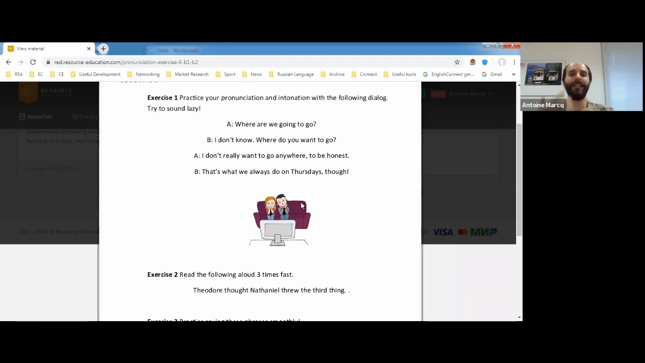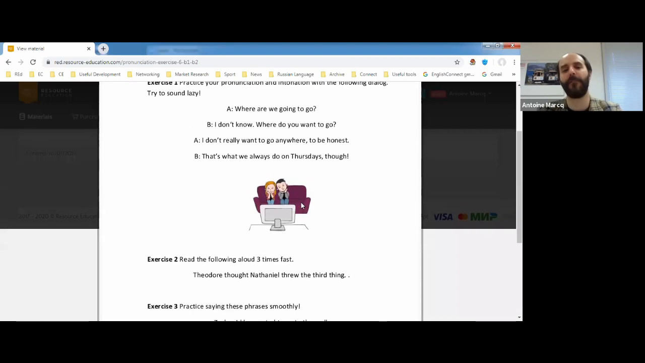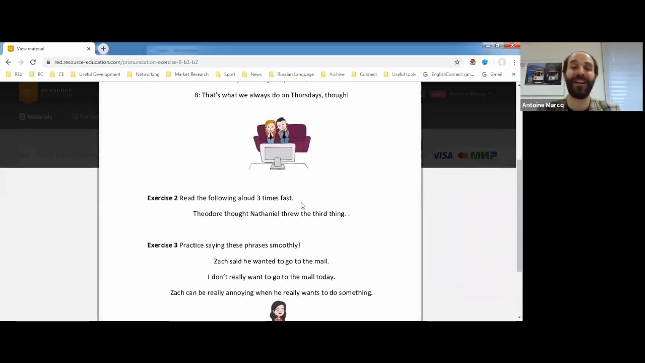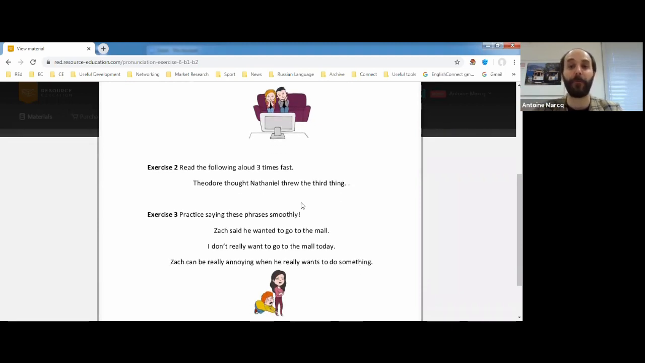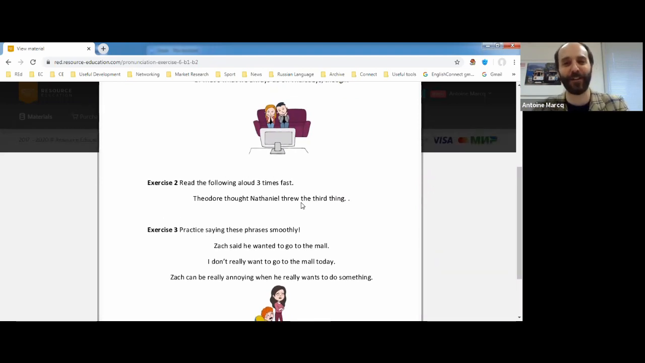So we had a little fun with this dialogue, and with exercise 2, a very good tongue twister for the th sound, which is typically difficult in English. Theodore thought Nathaniel threw the third thing. It's good fun, and you need to say it 3 times fast.